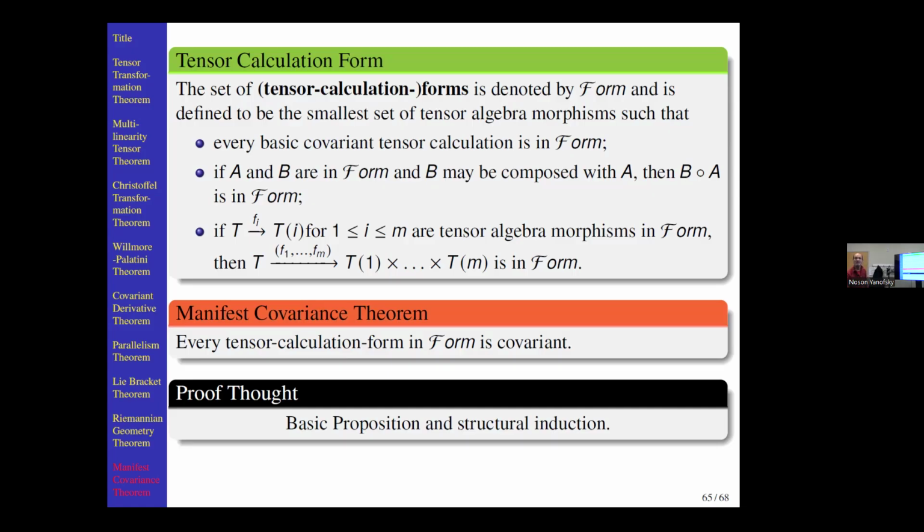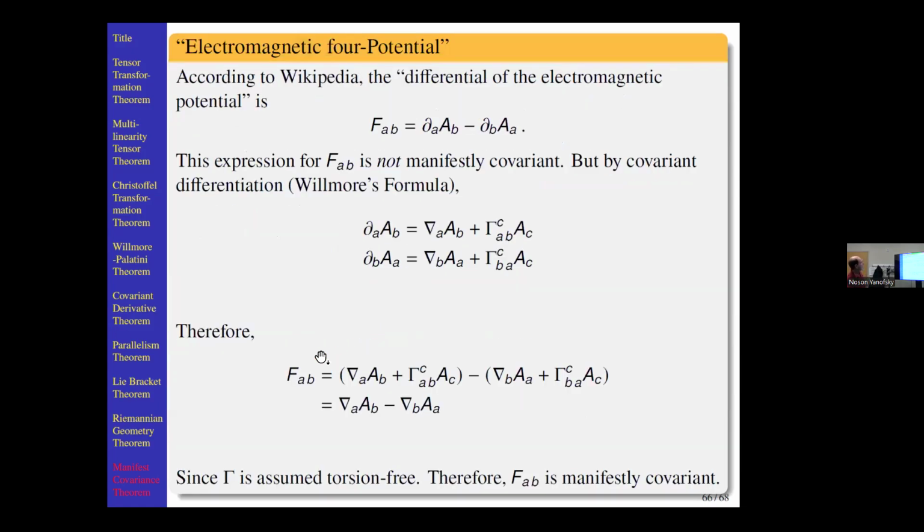Let me give some examples. The electromagnetic force potential, according to Wikipedia, can be given by this formula here. Never mind what it is. This is physics, and I'm not going to try to explain physics. I just use formulas. But you don't like these partial derivatives here, because covariance is always about the covariant derivative, not about the partial derivative, which is coordinate dependent. But using the Willmore-Palatini type theorem, you translate using these equivalences and add them together and you get a cancellation. And now this thing is covariant.